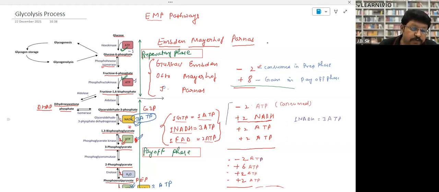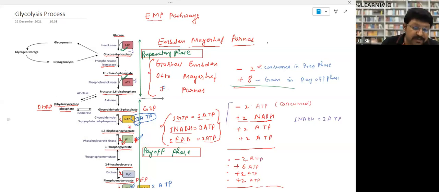Fructose 1,6-bisphosphate breaks down in the presence of the aldolase enzyme into two compounds. What are they? DHAP, in short. What is DHAP? Dihydroxyacetone phosphate, and glyceraldehyde 3-phosphate. They are interconvertible, again in the presence of isomerase enzyme. They are isomers of each other. So dihydroxyacetone phosphate does not participate directly in glycolysis. Hence, it again converts into glyceraldehyde 3-phosphate, in short G3P.